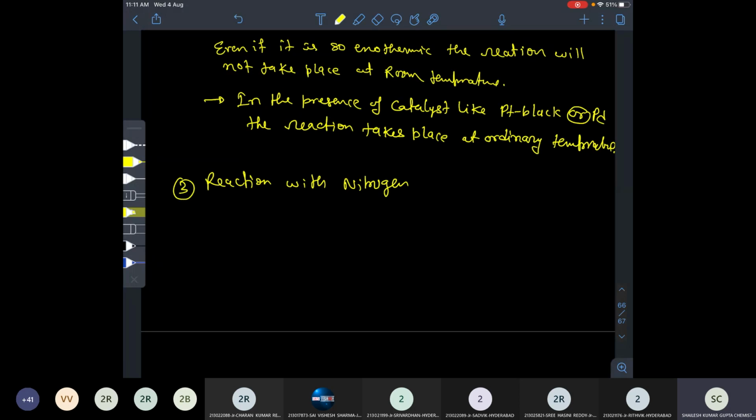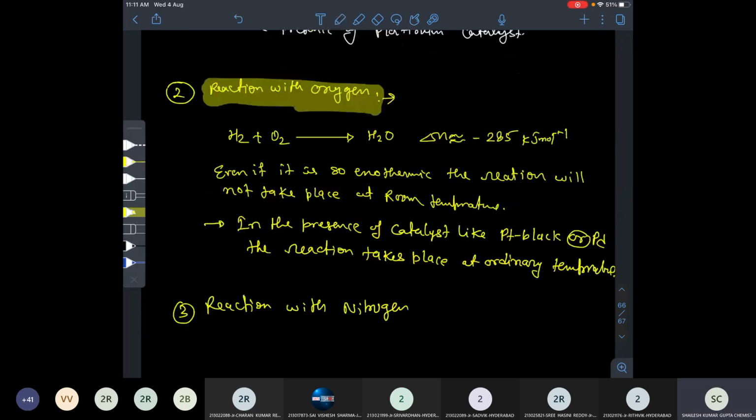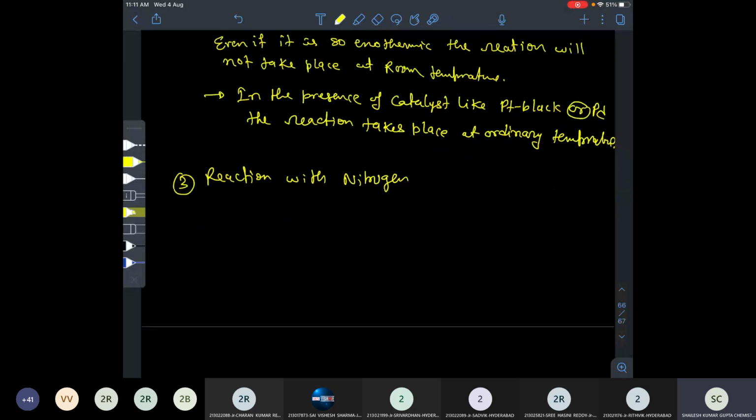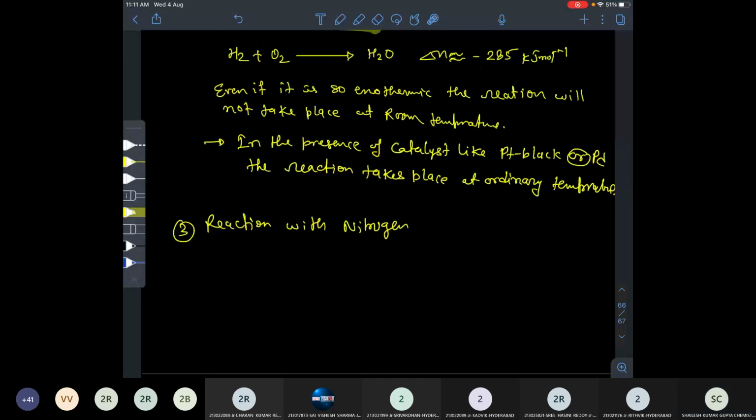What will you expect? See, with oxygen we still have some advantage, that oxygen is a diradical. Do you guys agree with my statement? It is a diradical, meaning it is having two unpaired electrons. So still that O2 has the tendency to react. Fortunately, that is the reason why even at 570 this thing happens, right?